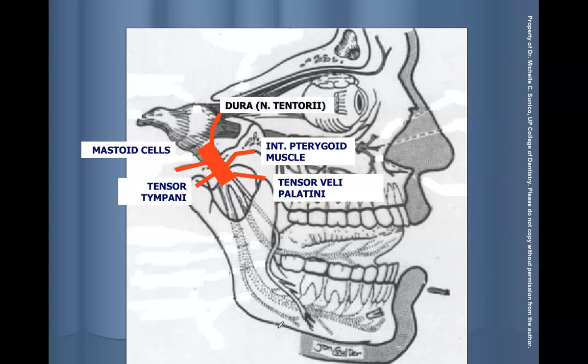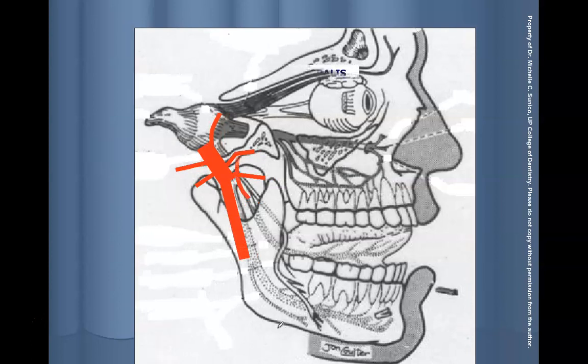Then, a short distance after it exits the skull through the foramen ovale, the main trunk of the mandibular nerve divides into a small anterior trunk with its own branches and a posterior trunk. The anterior trunk will have its own branches. Okay, let's look at the anterior trunk first.